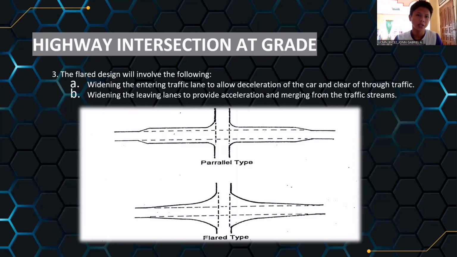So number 3, the flare design will involve the following. Letter A, widening the entering traffic to allow deceleration of the car and clear of through traffic. B, widening the leaving lanes to provide acceleration and merging from traffic lane strips.